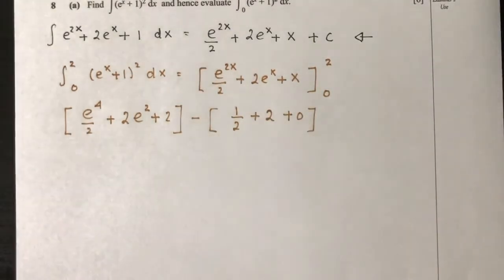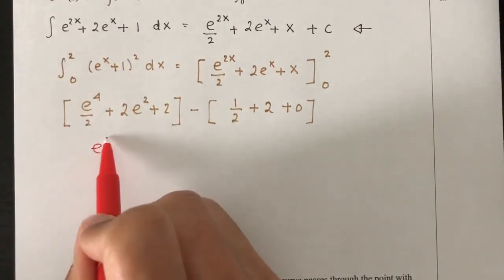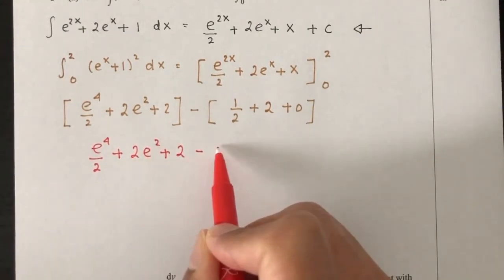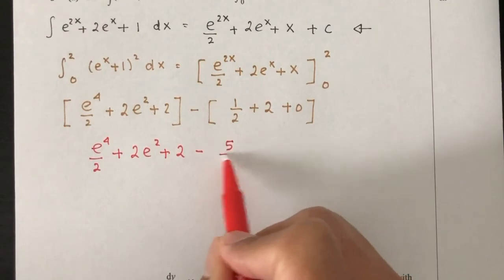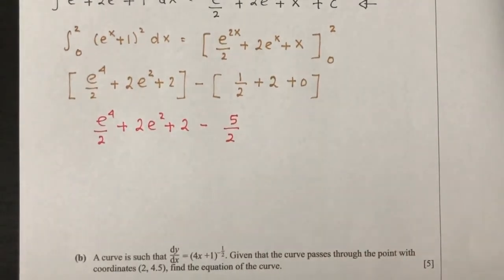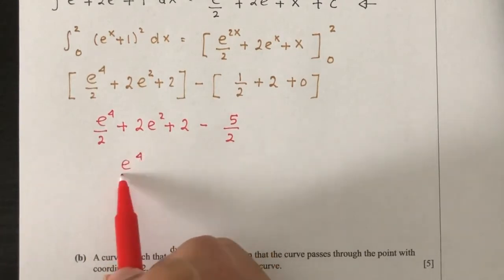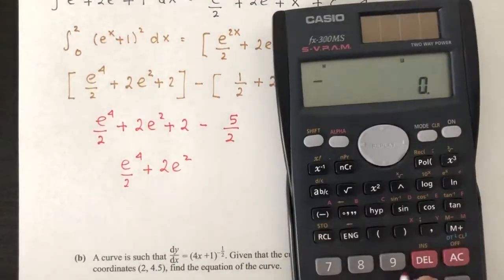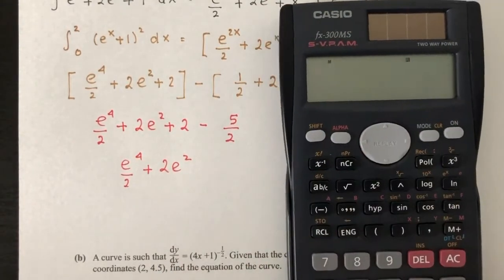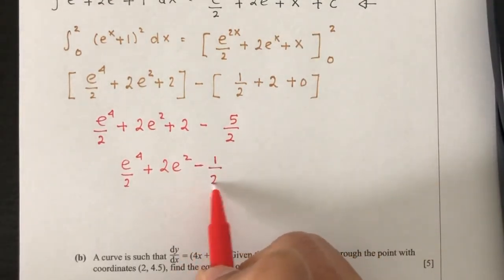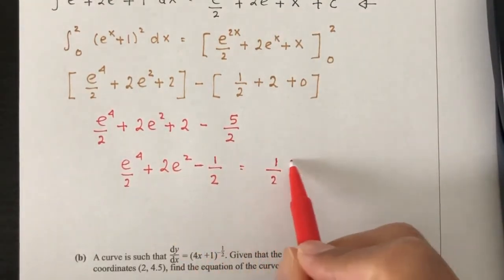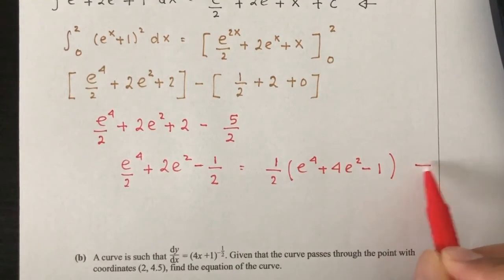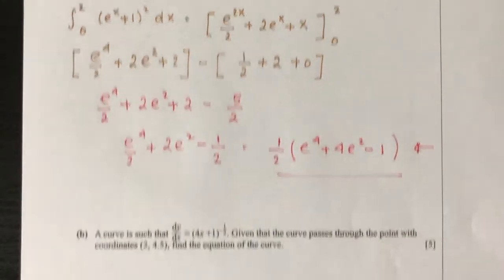Now we have to simplify. So you will have e power 4 over 2 plus 2 e power 2 plus 2 minus, what is this number? This will be 5 over 2. So simplify, you will have e power 4 over 2 plus 2 e power 2, and this minus this will be what? Let's try 2 minus 5 over 2, that will be minus half. Now we can take half out. You will have this plus 4 e power 2 minus 1. And that will be your answer for part A.